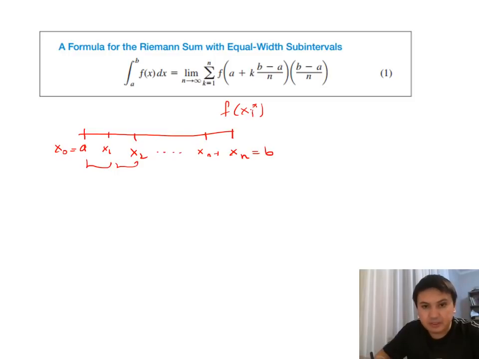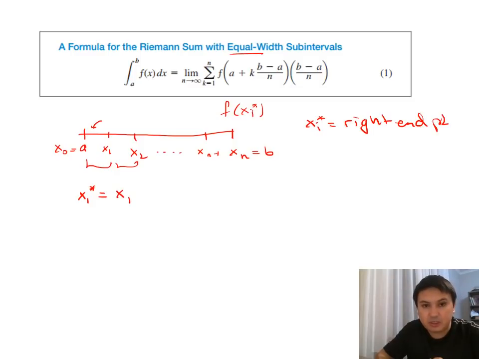And x_i star, or in the previous section we called it c_i, is some point that's picked. For example, x_1 star is picked somewhere from a to x_1. But now let's pick this x_i star to be the right endpoint. So what is my x_1 star, for example? What is the right endpoint of the first interval? It's x_1. But what is x_1 again?